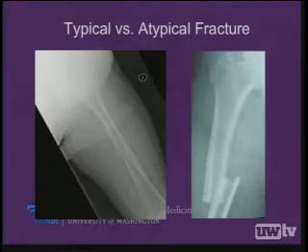Now, this is the typical versus atypical, and I want to point out, you've seen the features. They're transverse. They're a little thick here. The typical ones look spiral, comminuted. The cortices are thin. If I were going to give an ICD-9 code to these fractures, it would be the same code, okay?